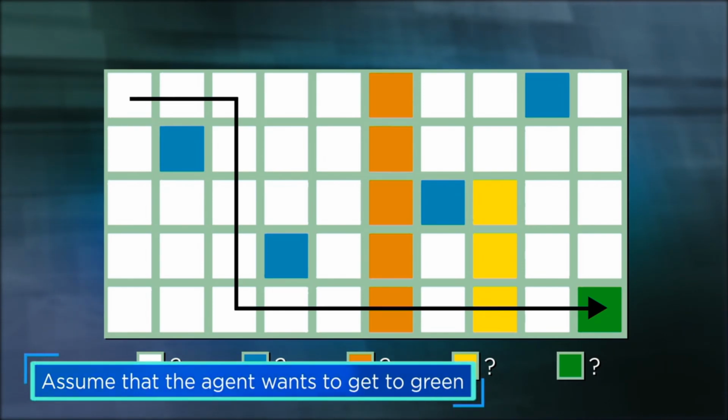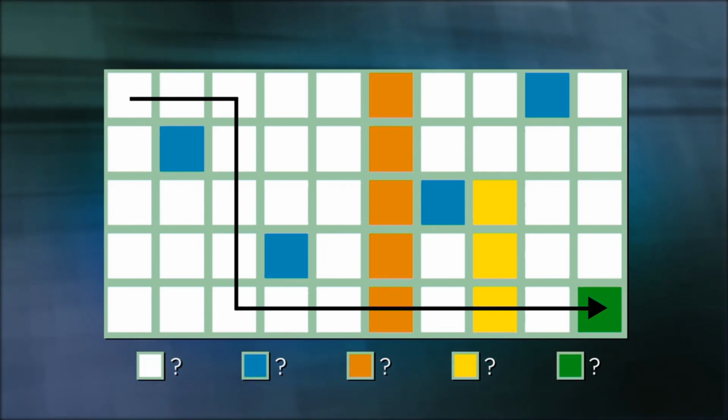Instead, we can assume that the agent wants to get to green. That helps a lot. The probability of the observed behavior goes way up. Well, what about blue? Well, it might have missed blue by accident, but the likelihood of this particular path increases if we assume that missing blue was intentional. How about yellow? Well, yellow can't be very costly since the robot went right through it even though it didn't have to.